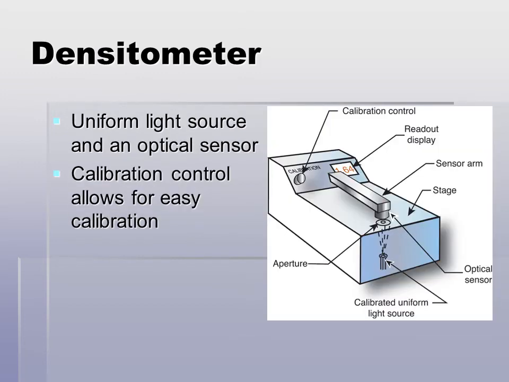The densitometer is the equipment to read both the penetrometer and the sensitometer. It has a uniform light source and an optical sensor. The calibration control allows for easy calibration. It provides a readout of the amount of blackening on the film. Each time you set it to 0 to prepare for a reading, the readings are accomplished by comparing the amount of light emitted by the light source with the amount of light transmitted through the film.